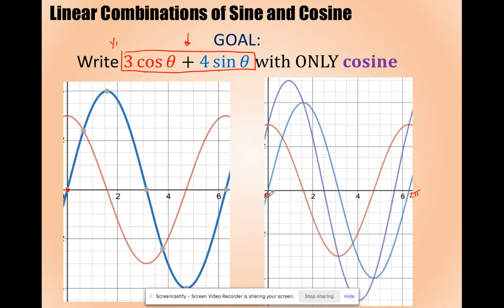Notice that at 0, the range value is the combination of 0 and 3, which is still 3. But here, the range value of the purple is twice this range value, right? Because cosine theta and sine theta are equal there. 2 times this value is where my purple graph is.